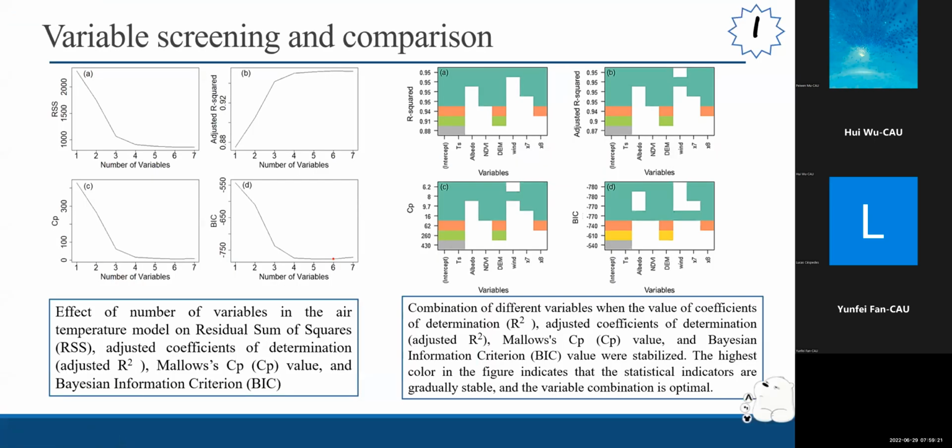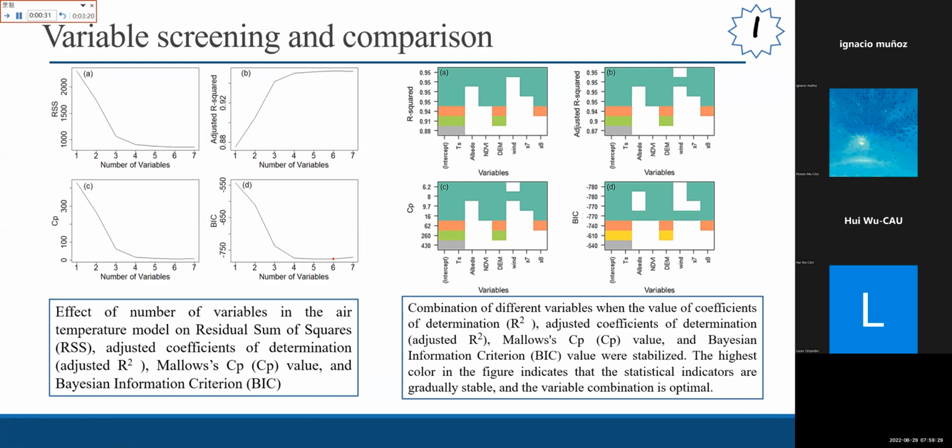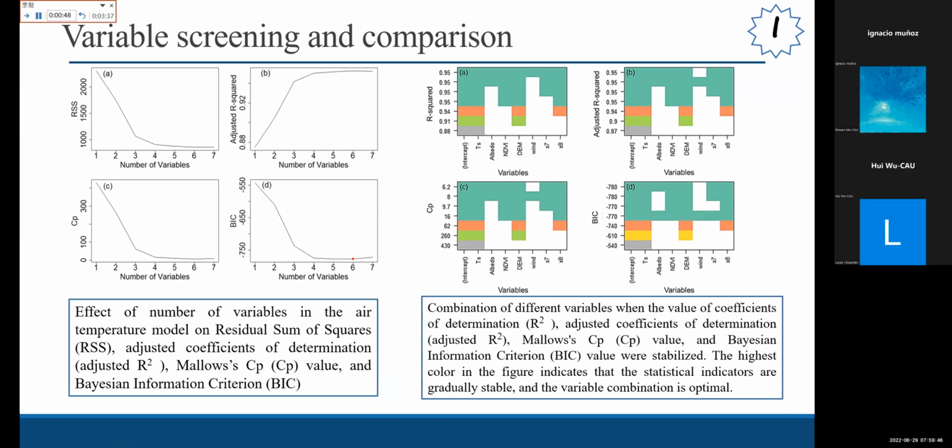However, in the absence of wind speed, the adjusted R square reached a maximum, indicating that wind speed does not improve the accuracy of the TA model. To sum up, it is sufficient to use remote sensing data, elevation and Julian days as independent variables for the model.